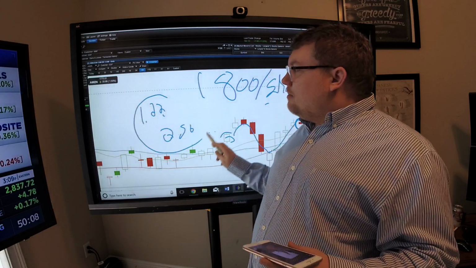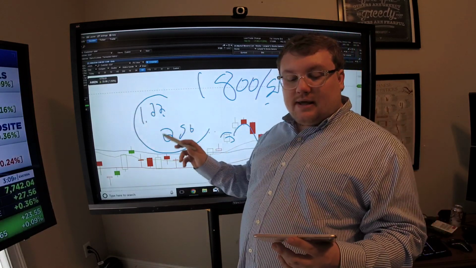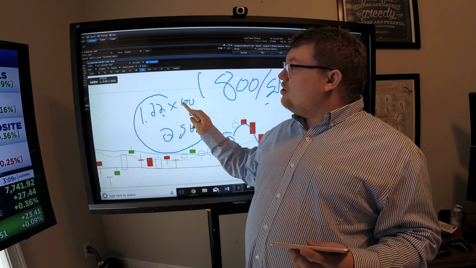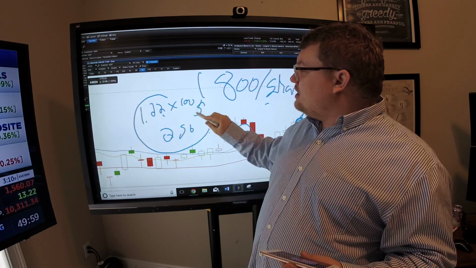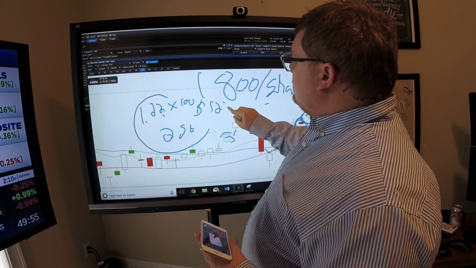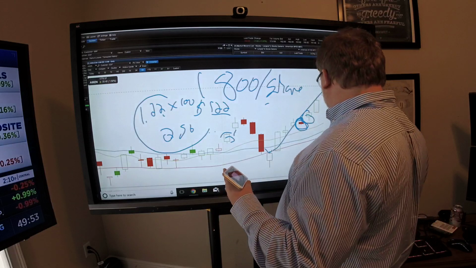That's not bad. You bought it for $1.22 contract. So it costed you 100, because you have to multiply that by 100 since there's 100 shares per contract. So it costed you only $122.